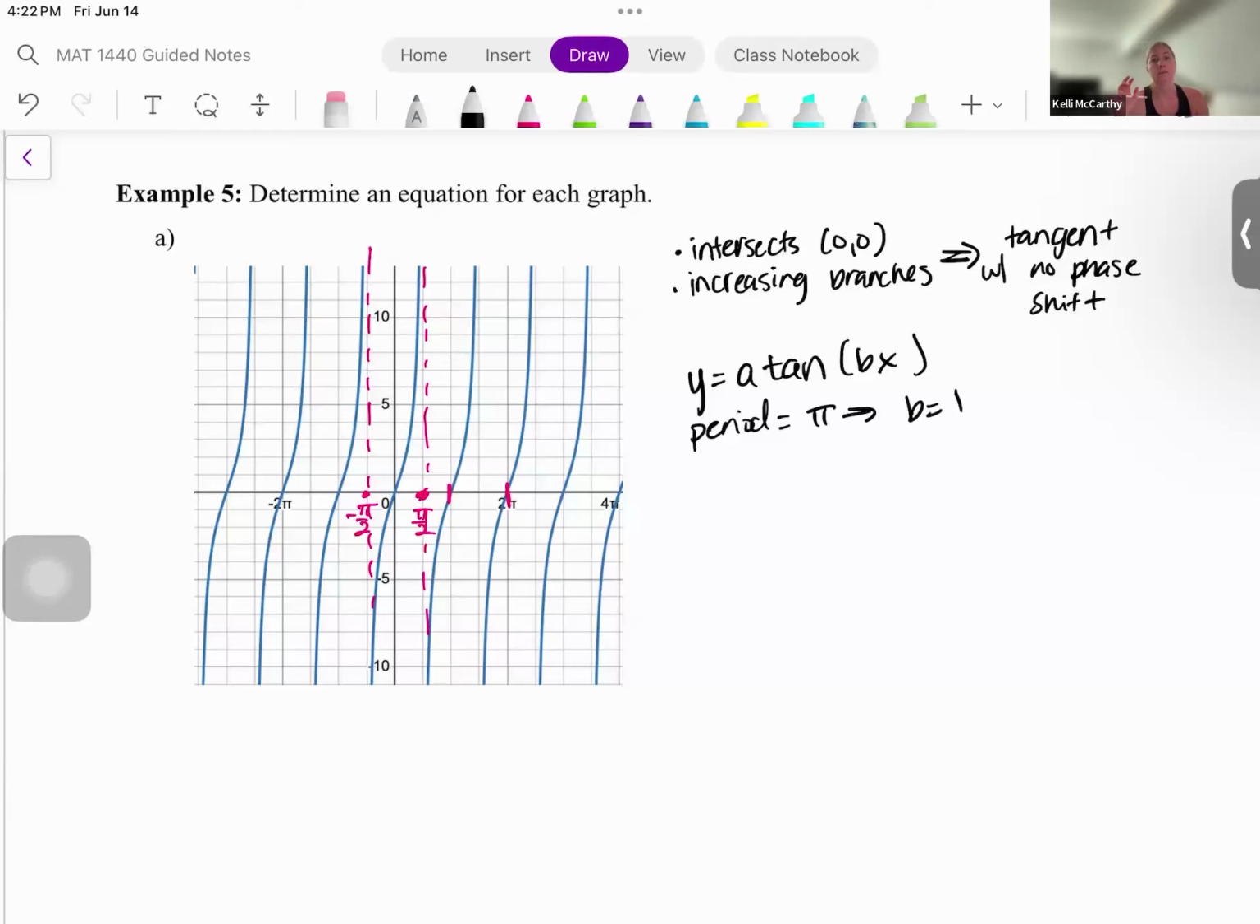Let me clarify, because the period of pi is the same as the period of our parent function for tangent, there's no change in the value of b.